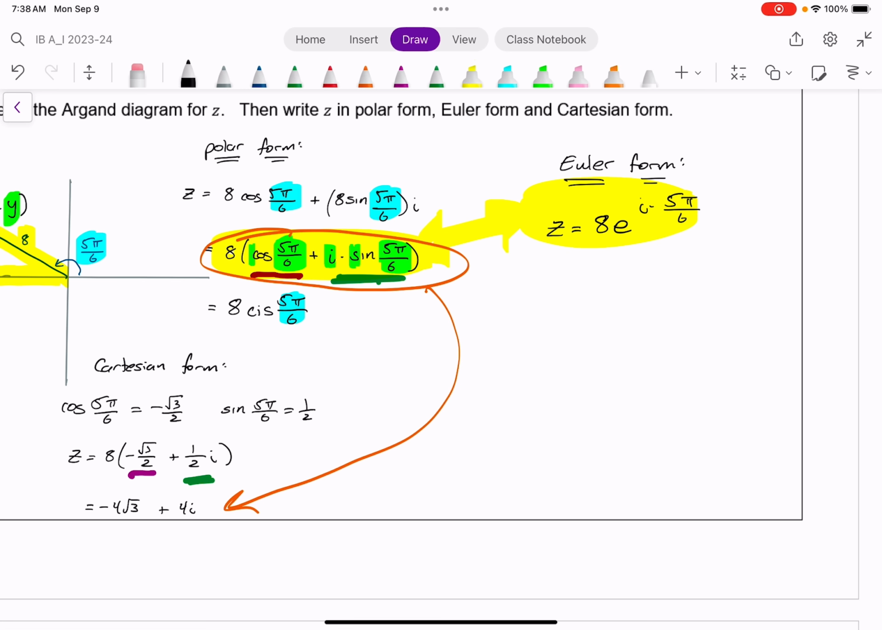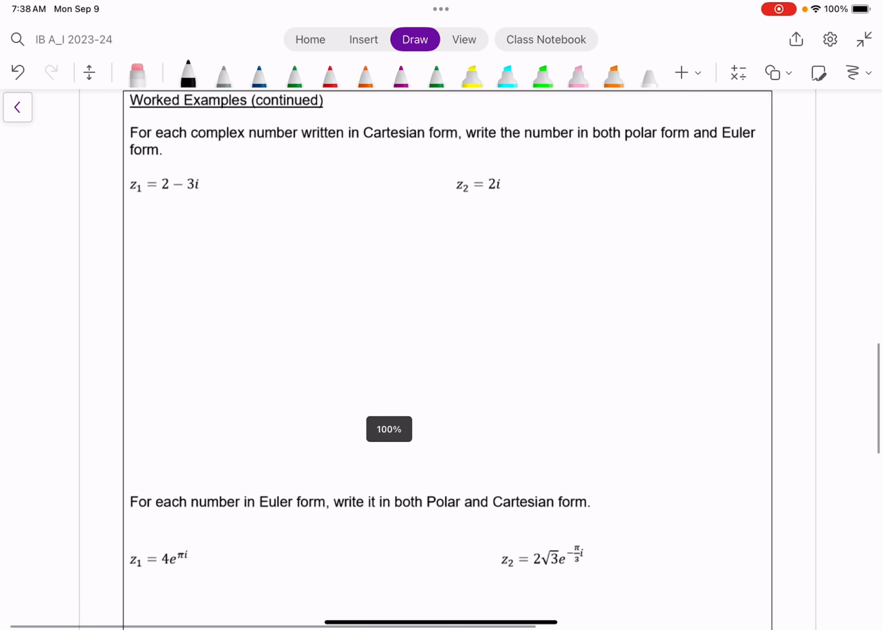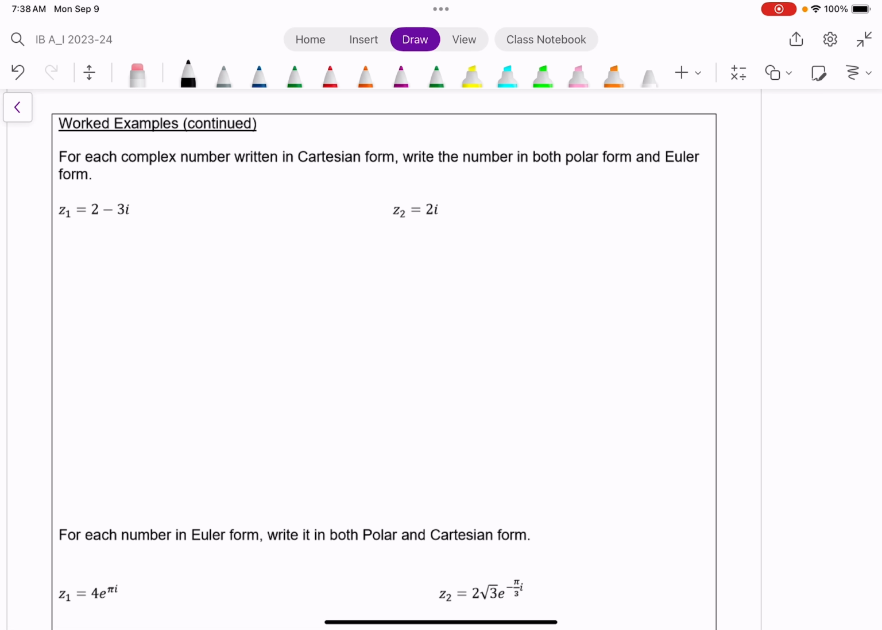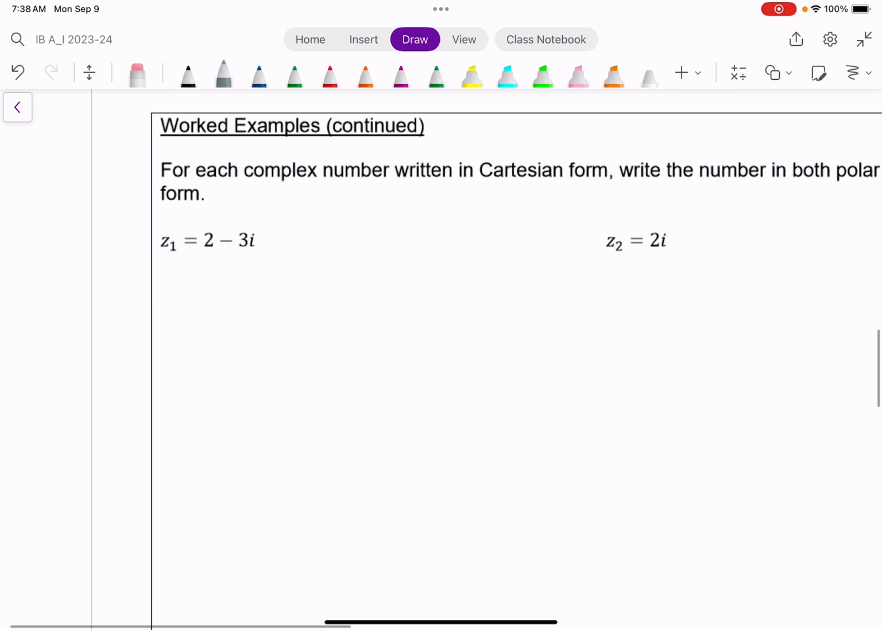All right, and that said, for these two complex numbers, I want to write them in both polar form and Euler form. Again, the sort of new forms. And so even though it doesn't ask for a visual, I am going to visualize these as an Argand diagram.